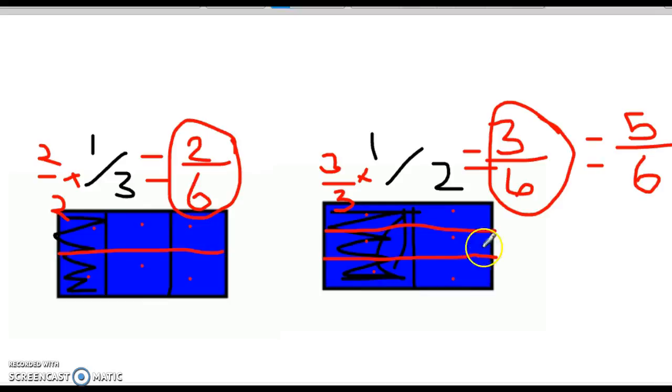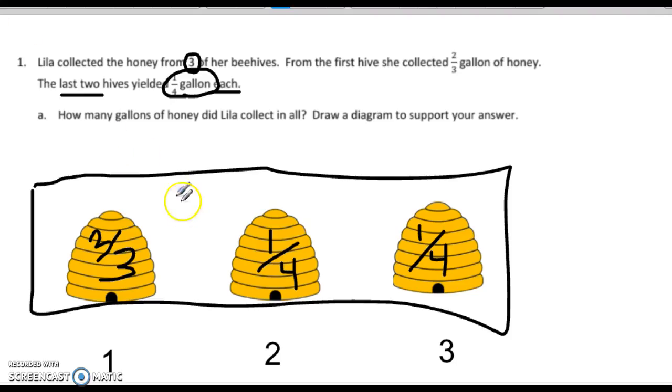So something like this would be your diagram that we'd be expecting to see in a completed answer. And you remember that you're adding all 3 of those hives worth of honey. Make sure you work hard on that answer because you're going to take it to number 2 to help you solve that problem as well. Good luck.